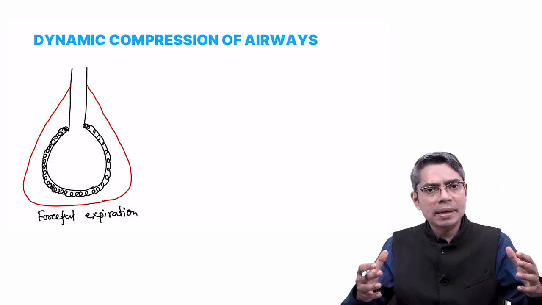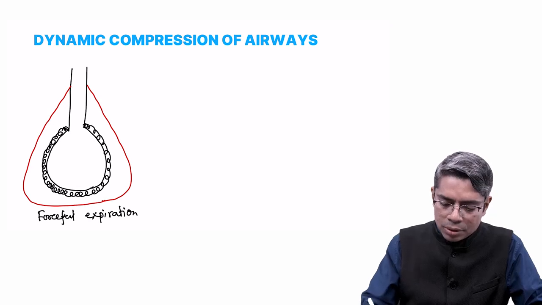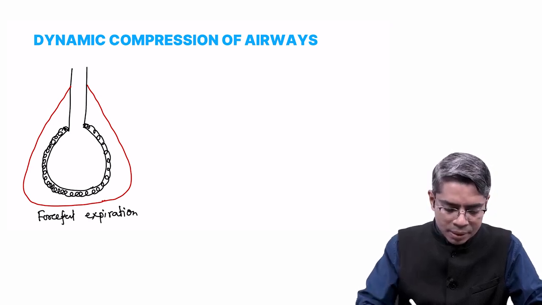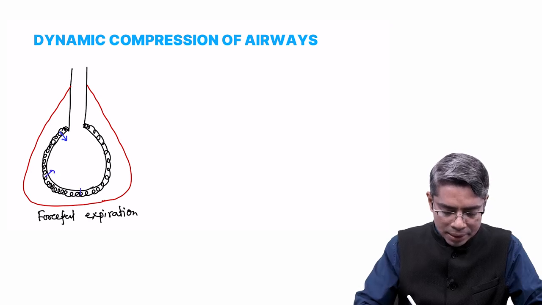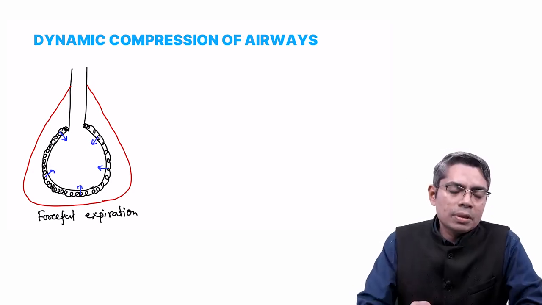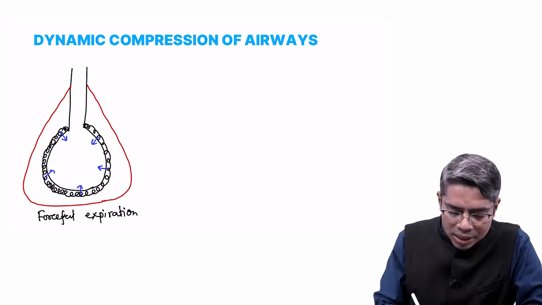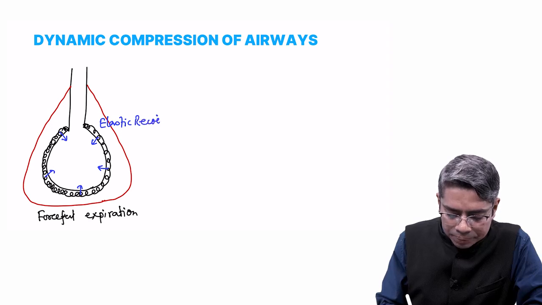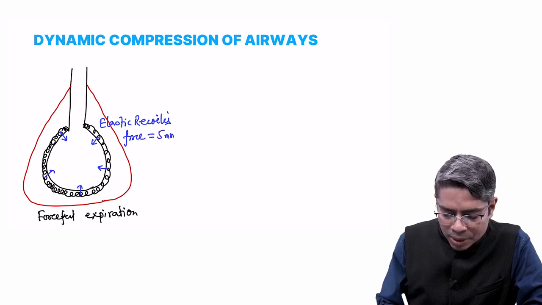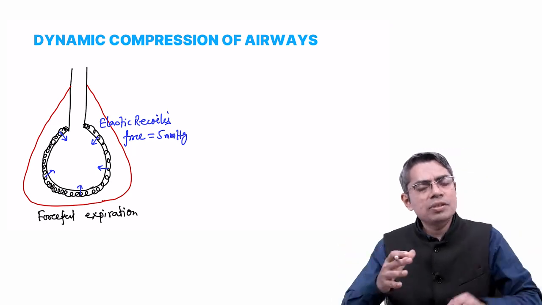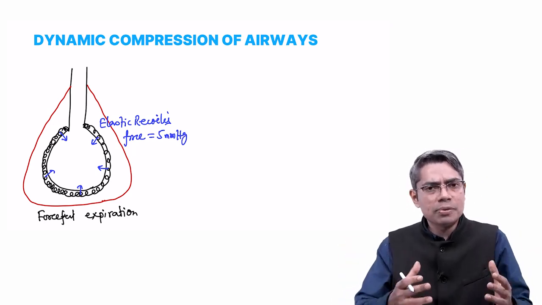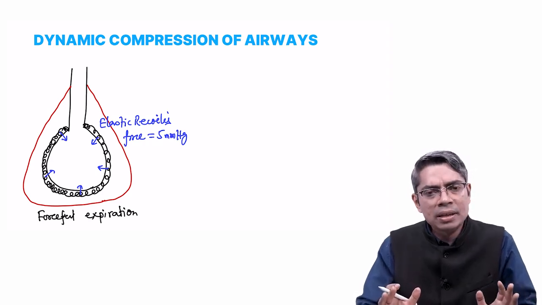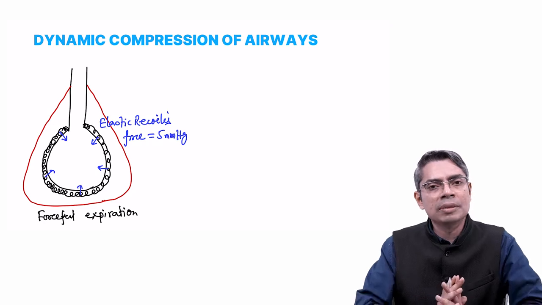So, whenever your alveoli are expanding, the elastic tissue surrounding the alveoli will try to recoil back, which means there will be a tendency of elastic recoiling. Suppose this elastic recoiling force is equal to 5 millimeter of mercury. So, it is a force. Elastic tissue is trying to recoil. How much force? Suppose we are assuming that the elastic recoiling force is 5 millimeter of mercury in these cases.